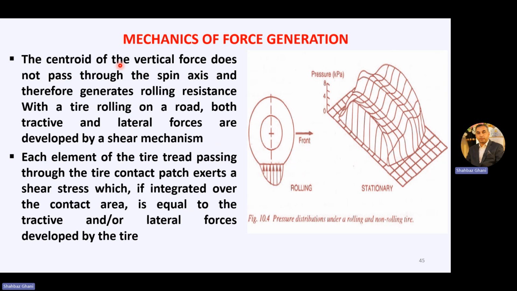The centroid of the vertical forces does not pass through the spin axis. So this is the spin axis. The centroid of the vertical forces does not pass through the spin axis and therefore generates rolling resistance with the tire rolling on a road.